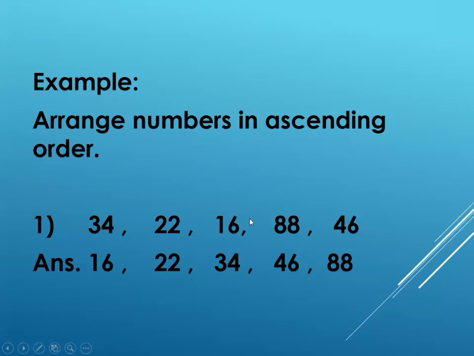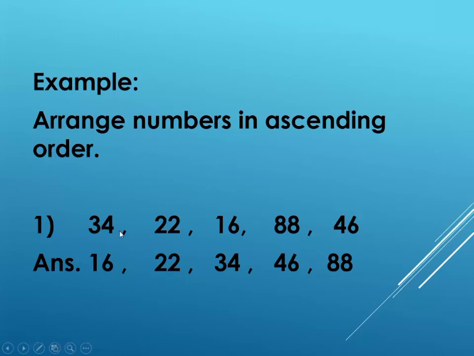Then what are the remaining numbers? 34, 22, 88 and 46. Remaining numbers are 4, that is 34, 22, 88 and 46. So which number is smaller in all of these 4 numbers? In all of these 4 numbers, 22 is smaller. So we write here 22.